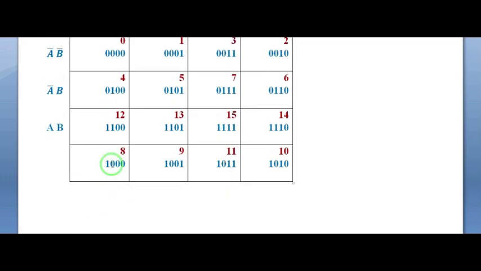Similarly, if you go for the fourth row, you can see the column number 1, column number 2, column number 3, column number 4, all the cells of row number 4 are going to have 10. So 1 is used to represent the variable A, while 0 is used to represent the complement of the variable B.